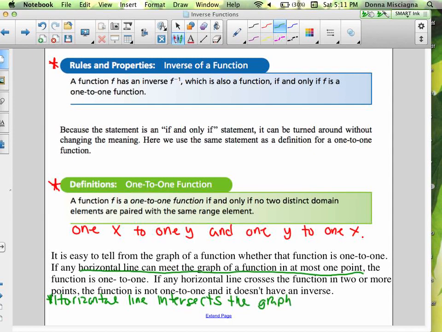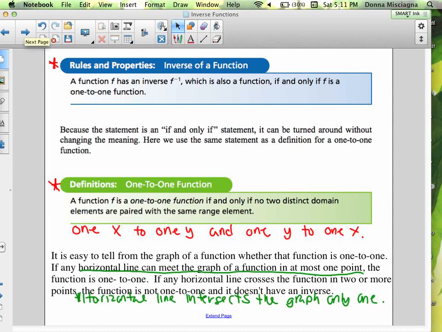And I want to clarify that, add one more word to it. And that word I want to add is at the beginning. Just scroll everybody down there. Because maybe I can draw a horizontal line somewhere and it only crosses one point. I want any horizontal line. So if every single horizontal line I draw only intersects the graph one time, then the inverse is going to be a function. If any horizontal line crosses the function in two or more points, the function is not one-to-one and it does not have an inverse.